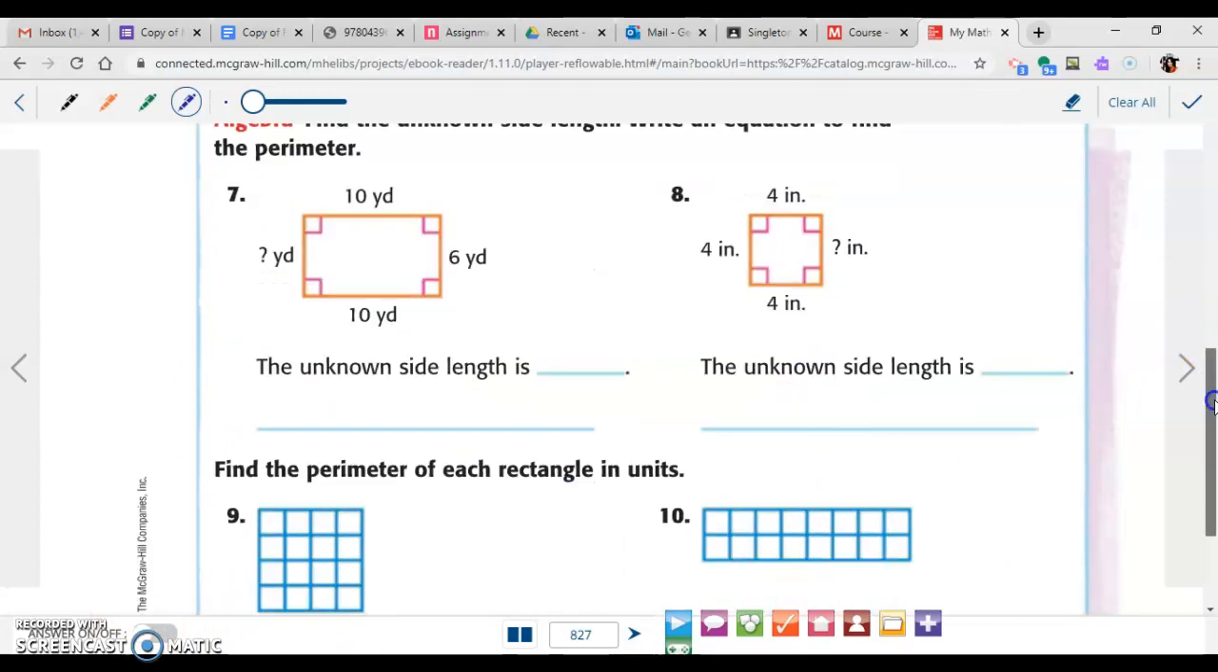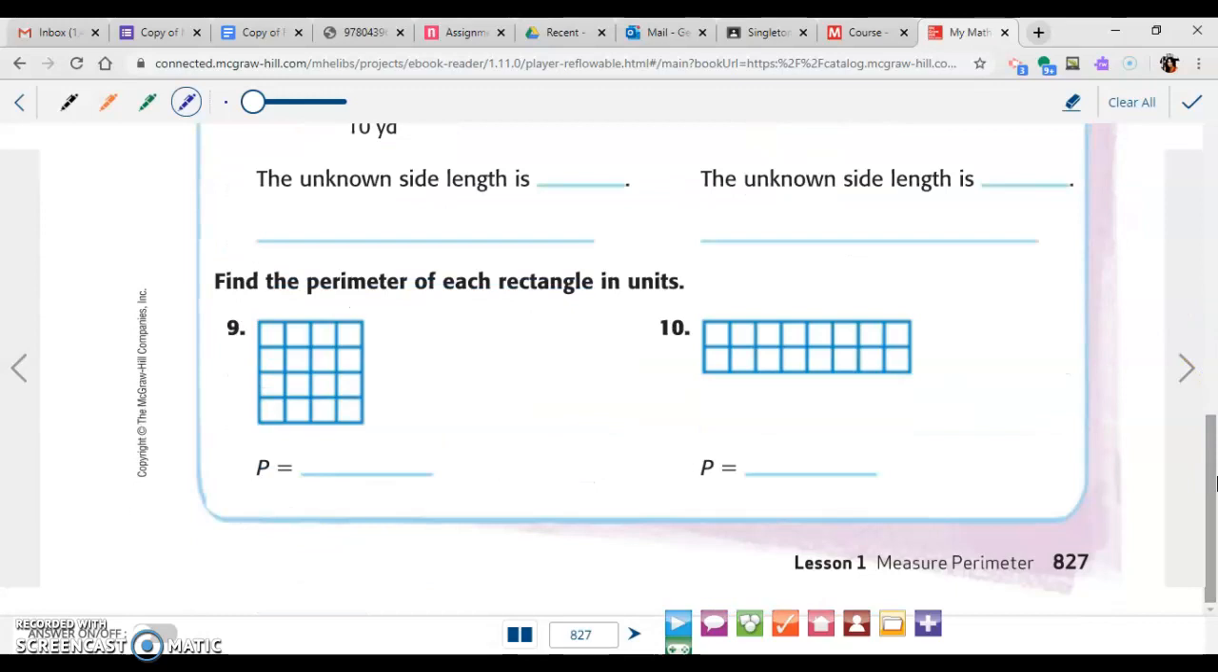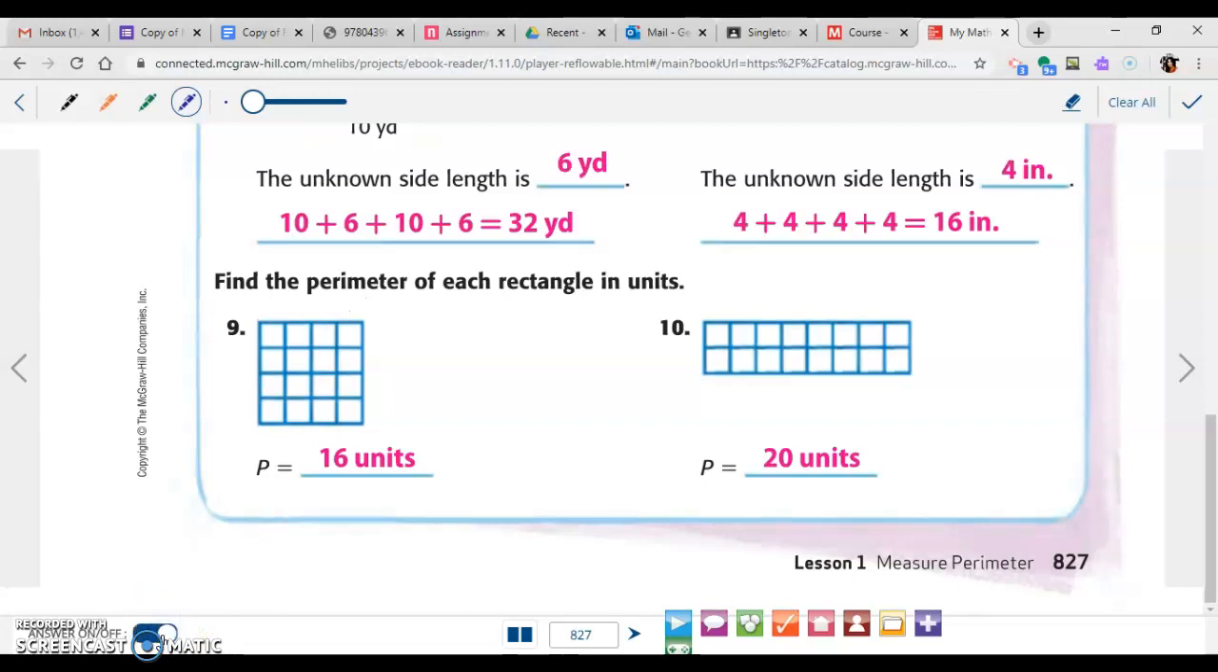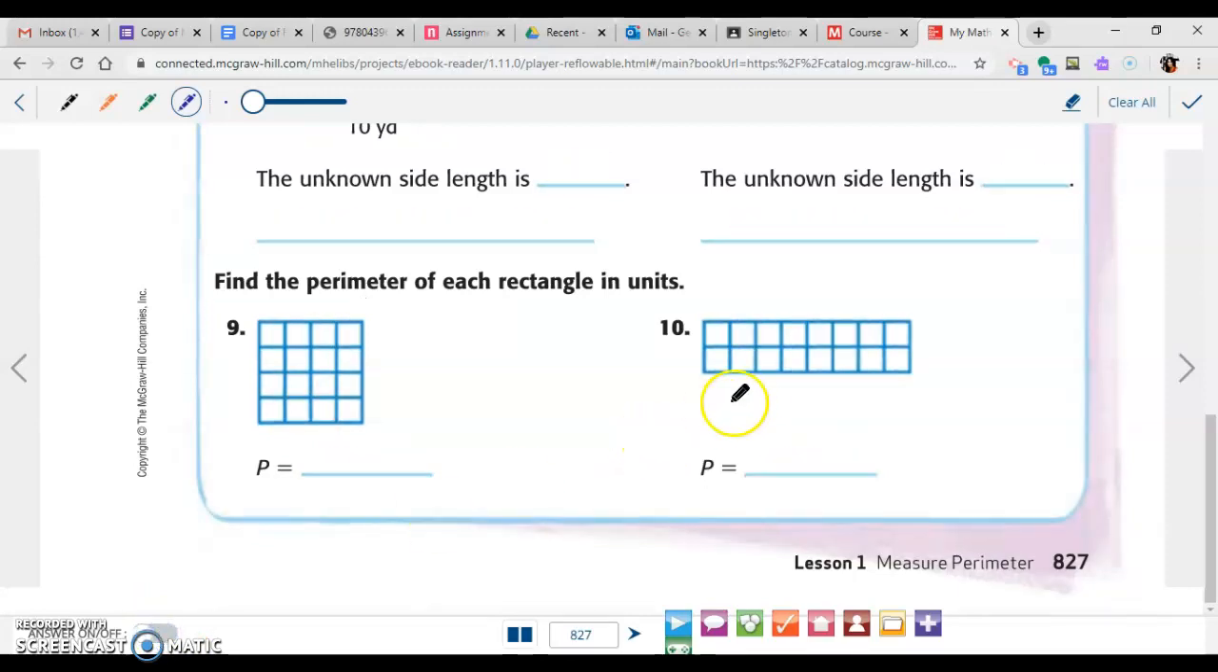Let's continue. Aha! Find the perimeter of each rectangle in units. Here, you can even just count. 1, 2, 3, 4, 5, 6, 7, 8, 9, 10, 11, 12, 13, 14, 15, 16. Or you can say 1, 2, 3, 4. Okay, if I know 1 is 4, and I know that there are 4 sides, it's just 16, right? 16 units.